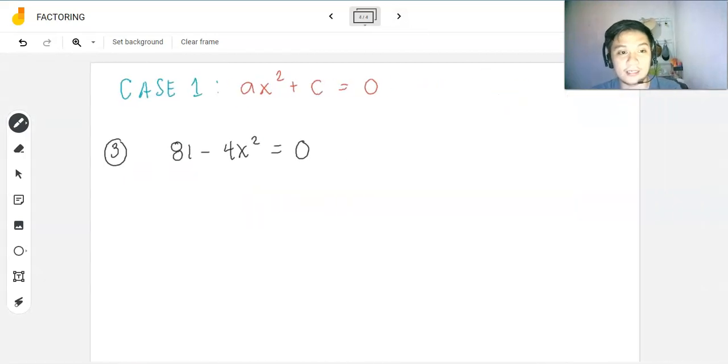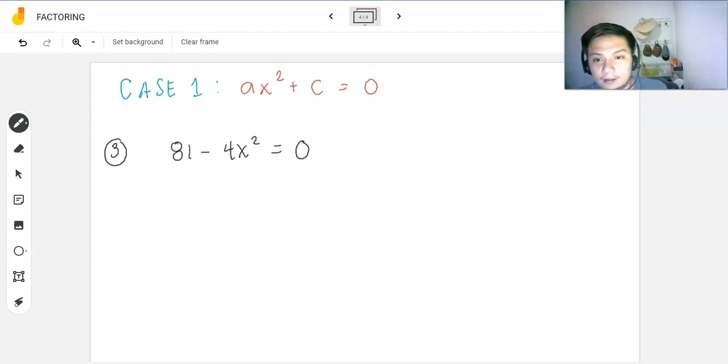Let's have our third and last example for case 1. 81 minus 4x squared equals 0. Ayan, okay lang din ito na nauna yung constant term tapos pumangalawa lang or nasa hulihan yung tawag dito, yung quadratic term. Although, syempre, we can consider this as an equation in standard form. Pero, para mas maganda or mas convenient tingnan sa atin, lumitaw agad na difference of 2 squares siya, ganyan na natin siyang isusulat. Okay, 81 minus 4x squared equals 0.